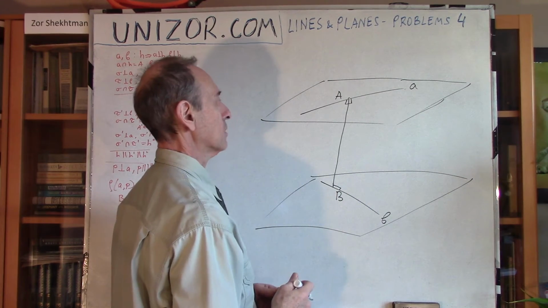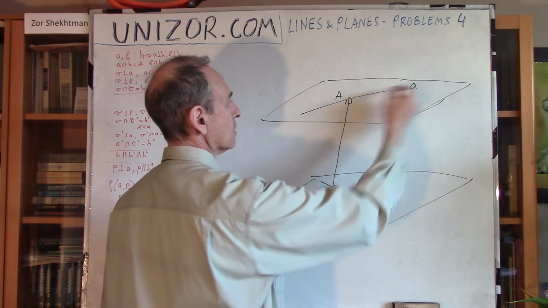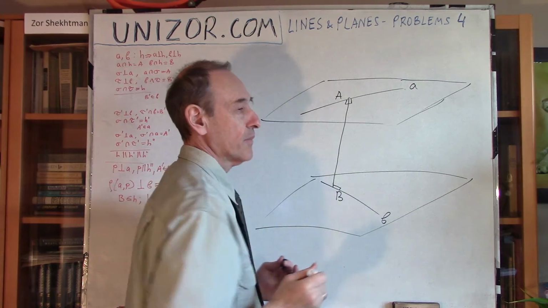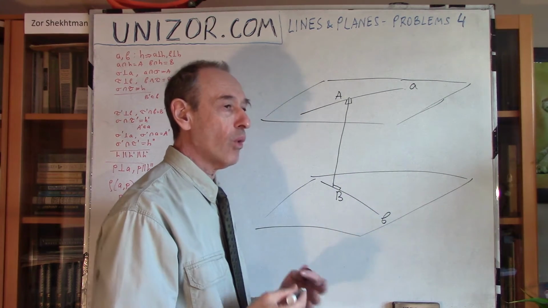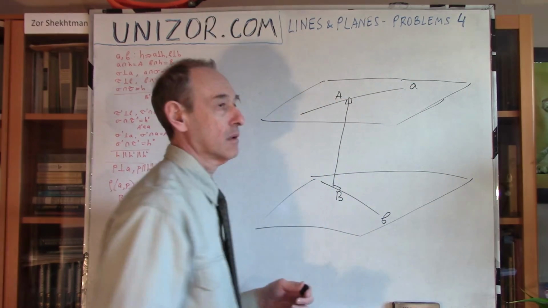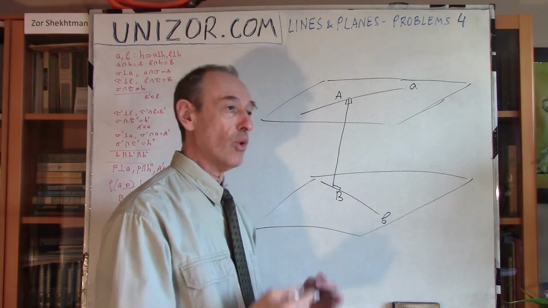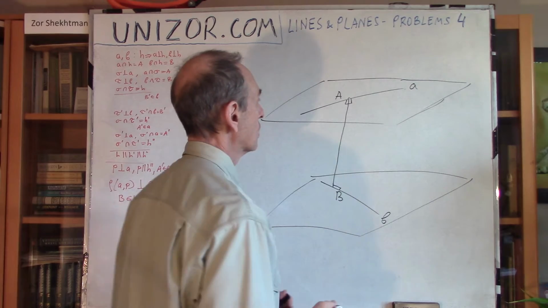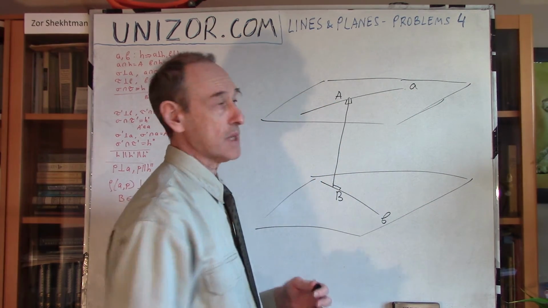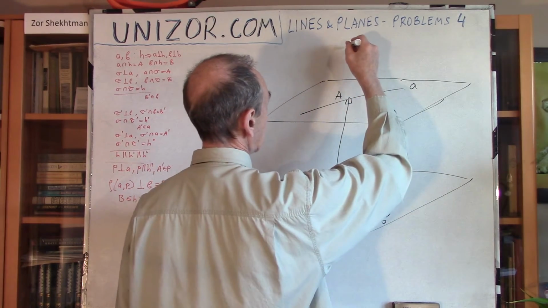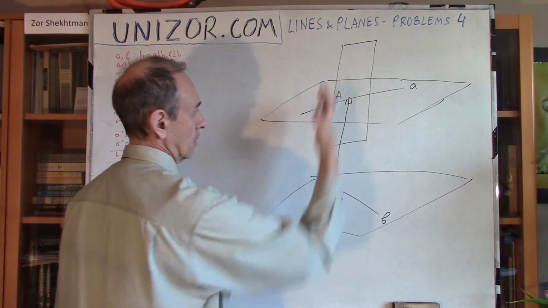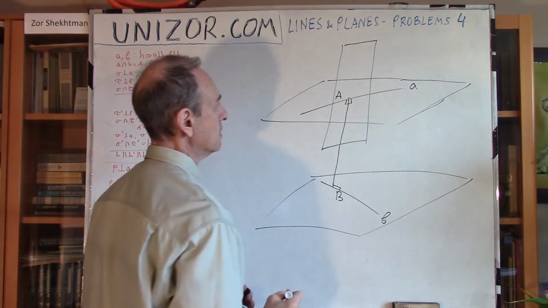Now, let's just think about it. AB is perpendicular to A at point A. Now, where are all the different perpendiculars to the line A lying? What's the locus of all the different perpendiculars to line A if we are talking about three-dimensional space? Well, obviously it's the plane which is perpendicular to line A.